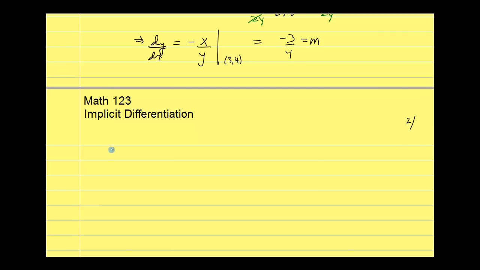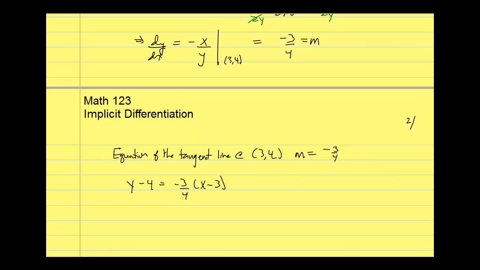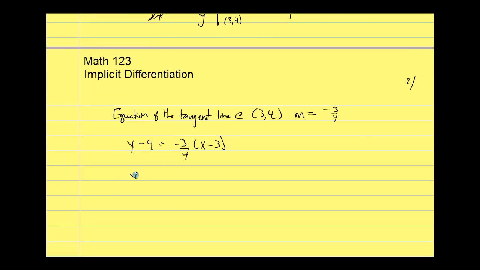So I'm still working with the same exact graph, same exact function, but now I want to find the equation of the tangent line at (3, 4). And I already know my slope is negative 3/4. So we have y minus 4 equals negative 3/4 times x minus 3. Okay, so I have y equals negative 3/4 x plus 9/4 plus 4. So I distributed the negative 3/4 and I added the 4 across.